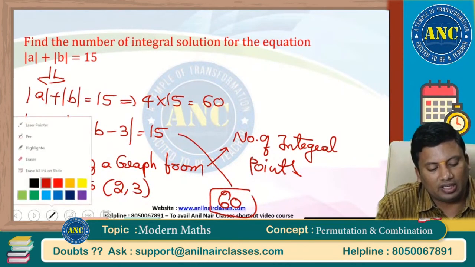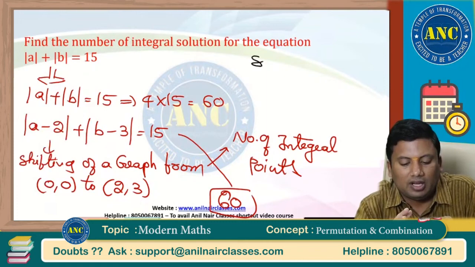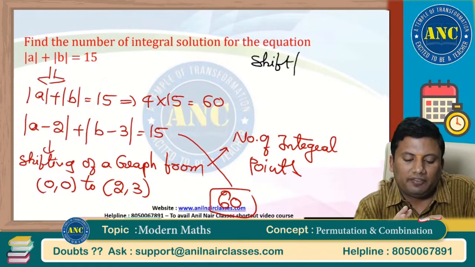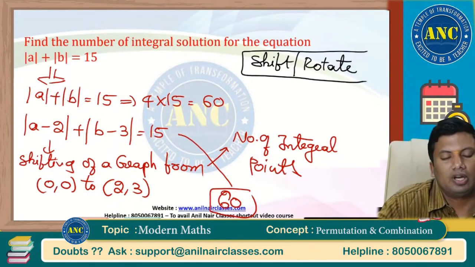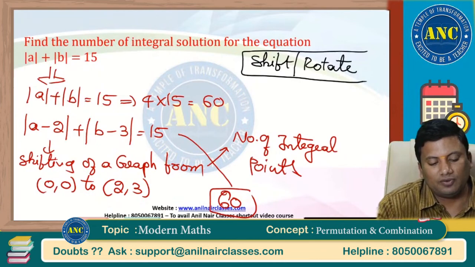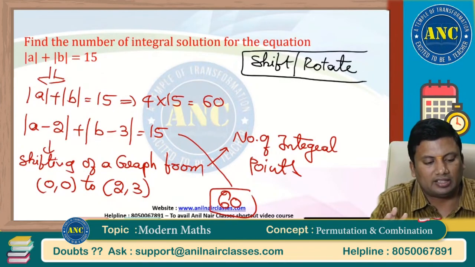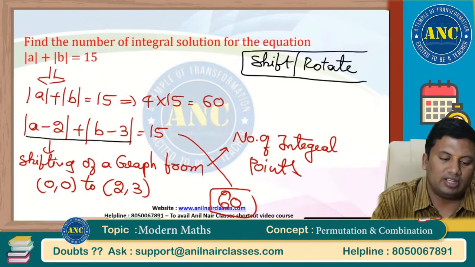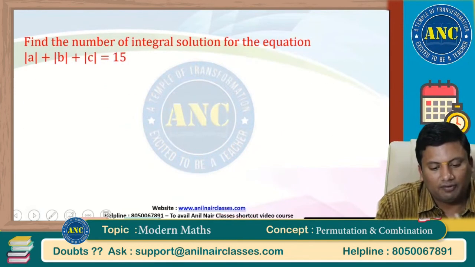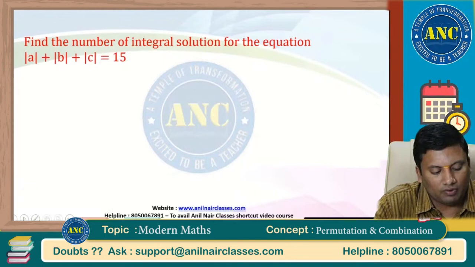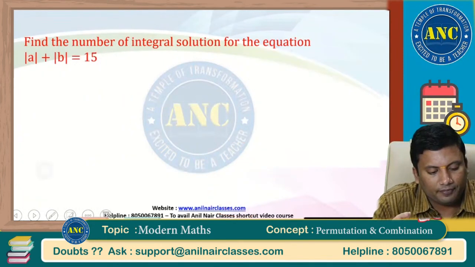If I shift the graph or rotate the graph, the number of integral points will not change. I hope the idea is clear. Even if the question is like this, the answer will still be 4 into 15, which is 60.